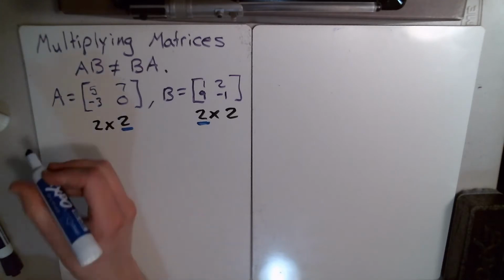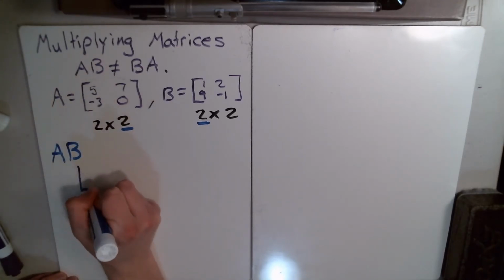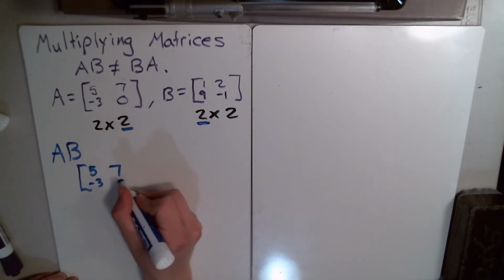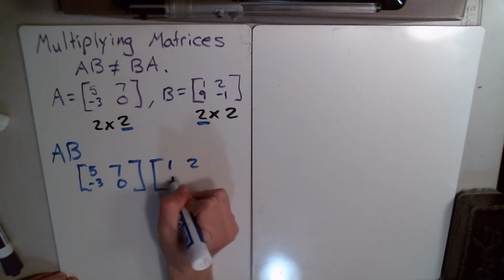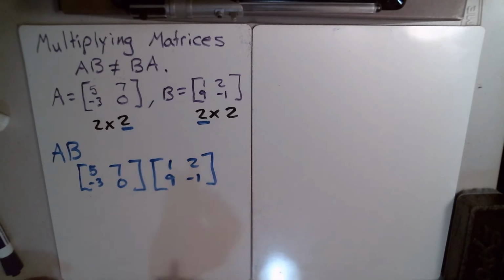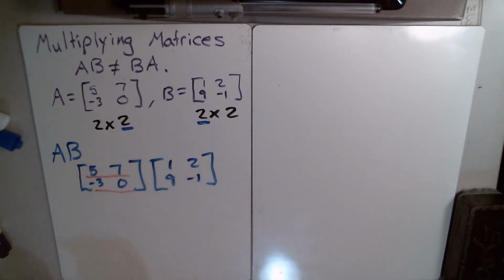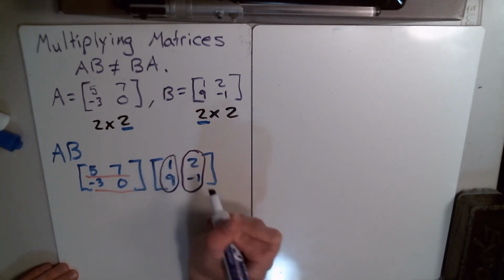Okay, so AB, let's do that. Well, that's going to be our A is 5, 7, -3, 0. And then B is 1, 2, 9, -1. I like to write them out so that I can see what's going on. And we're doing rows here times by the columns.